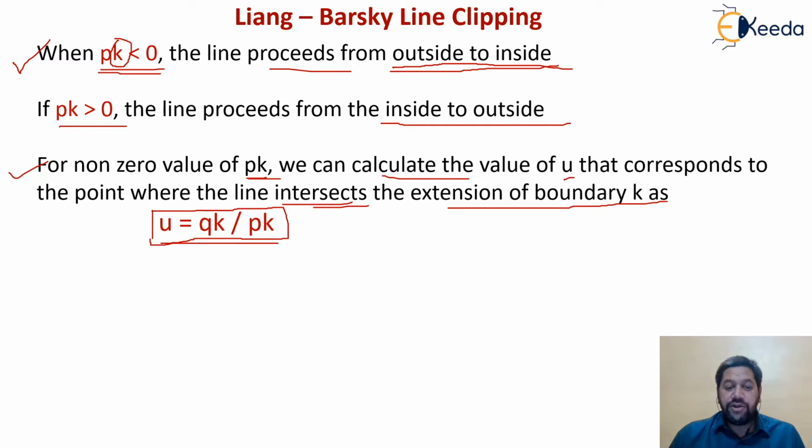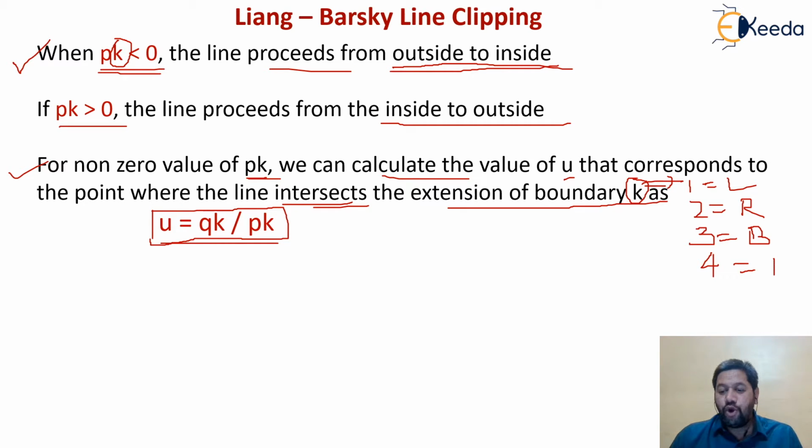Suppose my line intersects with the boundary k, where k is equal to 1, meaning the line intersects with the left edge. I just write it here: k value 1 indicates it is my left edge, 2 indicates it is my right edge, the k value 3 indicates it is my bottom edge, and the k value 4 indicates it is my top edge.